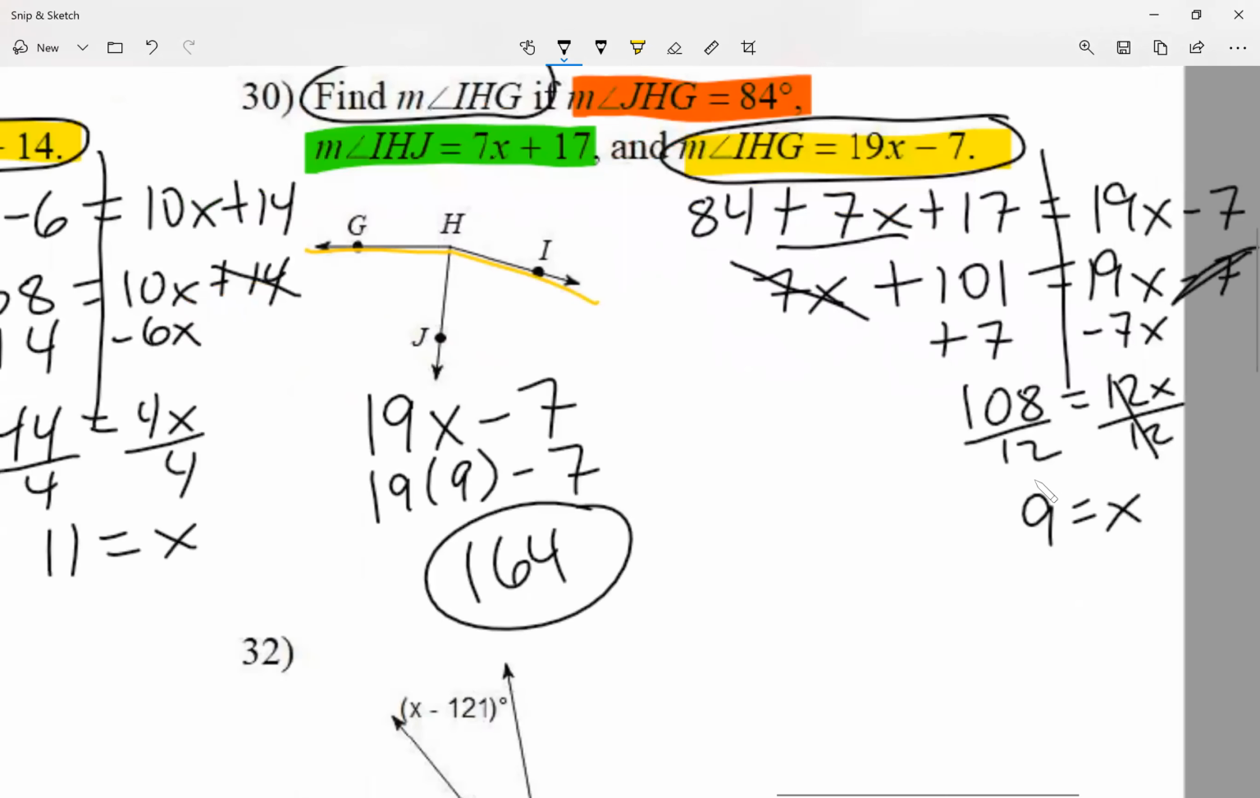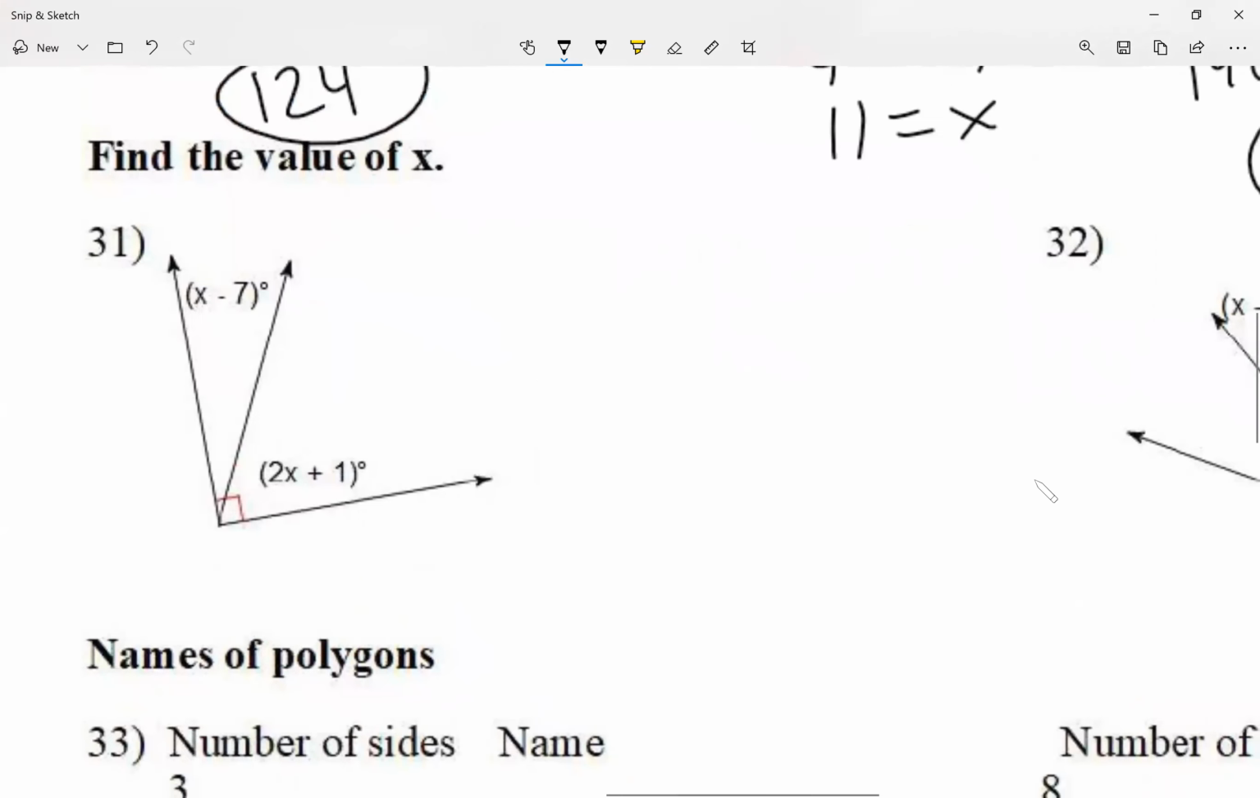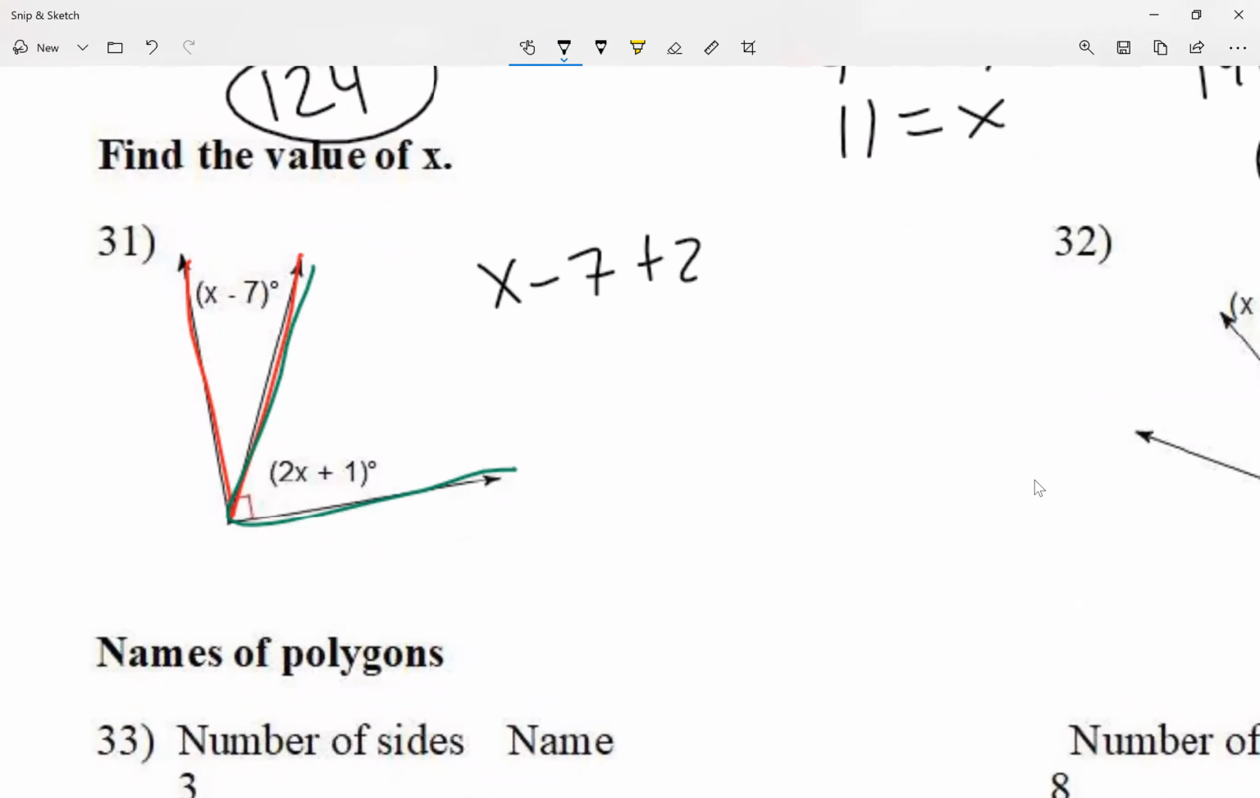All right, two more questions. Let's take a look at question number 31. I see there's one small angle, and then there's another small angle. Interesting part. So let me add those two angles first. x minus 7 plus 2x plus 1 equals.